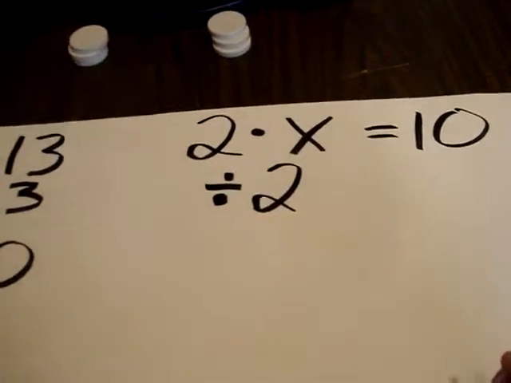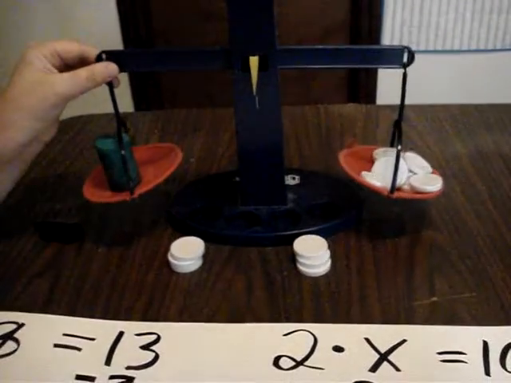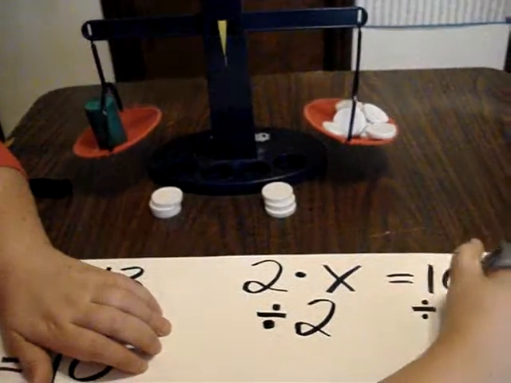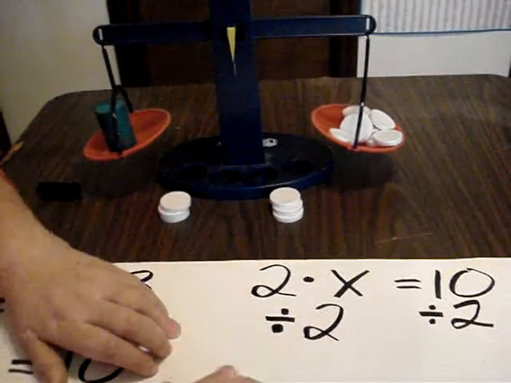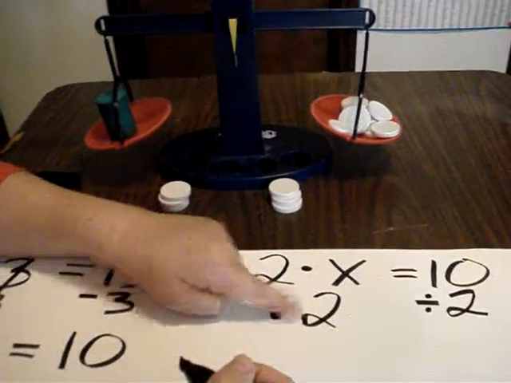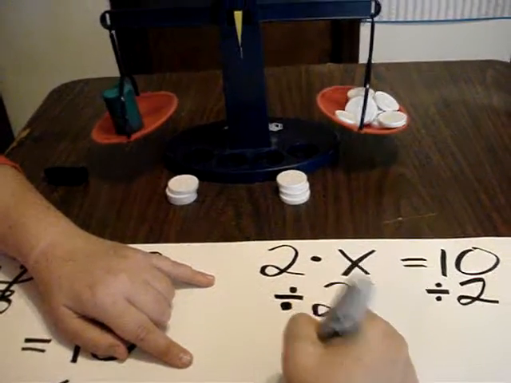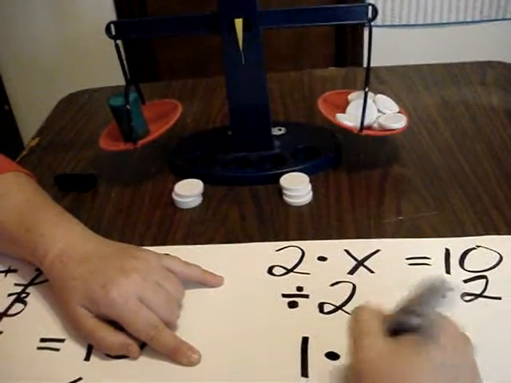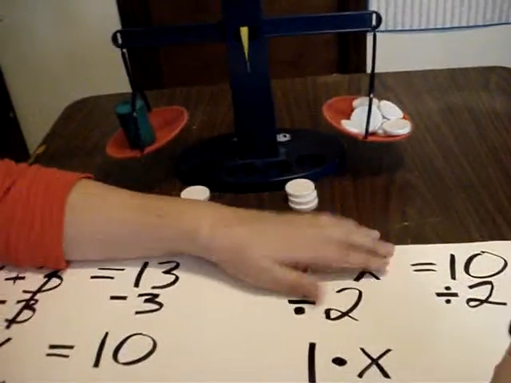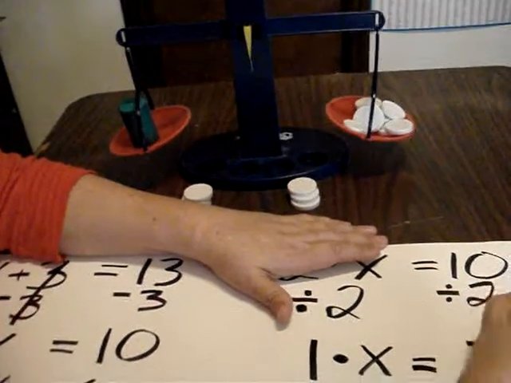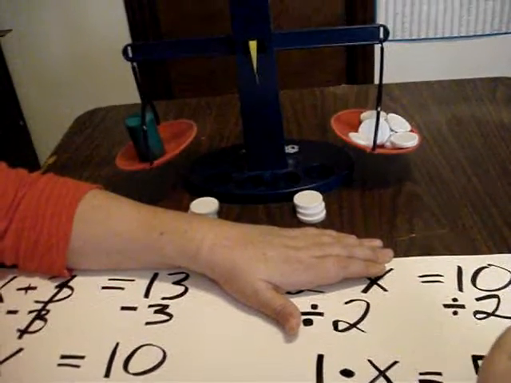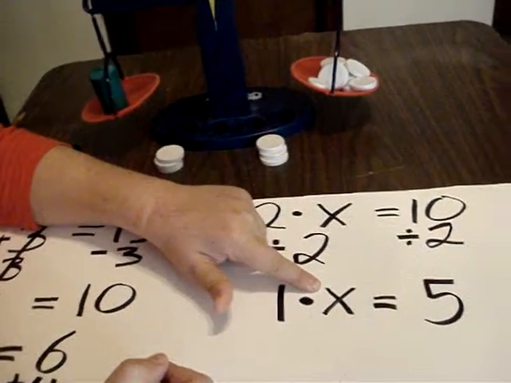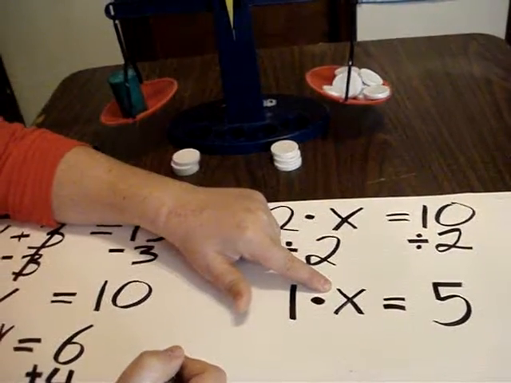And once again, to keep the balance equal, we'll need to divide by 2 on the other side as well. Now 2 divided by 2 is 1. We have 1 times our x. 10 divided by 2 is 5. Here's where the trick comes in. 1 times x is just x.